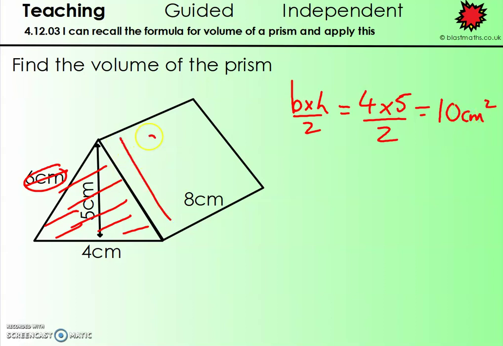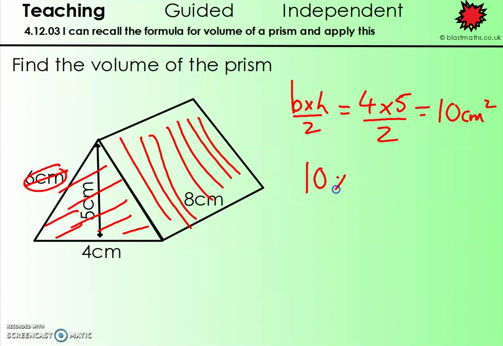And then I've got 1, 2, 3, 4, 5, 6. I'll put one more in there. 7, 8. 8 rows going backwards. So it's 10 times by 8, which will give me 80 centimeters cubed.